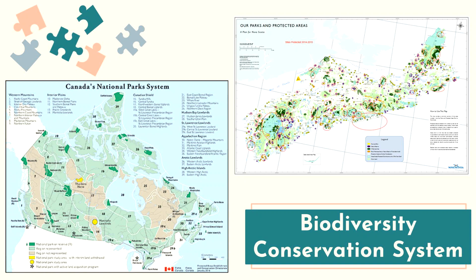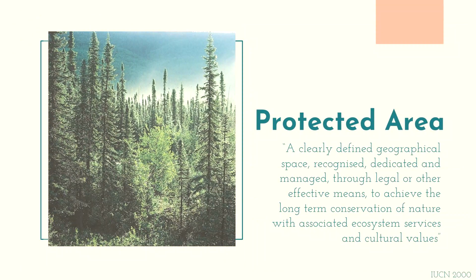There are a number of different tools and mechanisms that we can use to help protect biodiversity, and we generally think about these things as either being part of a biodiversity conservation system or a biodiversity conservation network. A biodiversity conservation system is all of the different pieces of the puzzle that work to conserve biodiversity. It's things like individual protected areas, conservation easements, and zoos. Here we see the protected areas system of Nova Scotia and Canada, all of the protected areas that make up these systems.